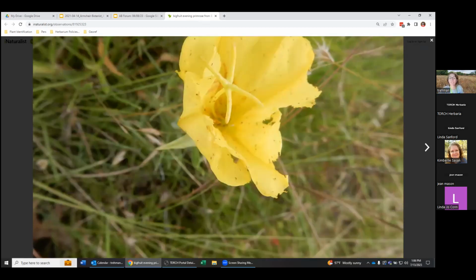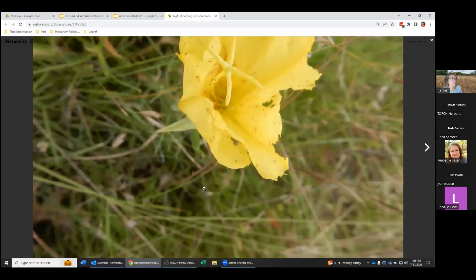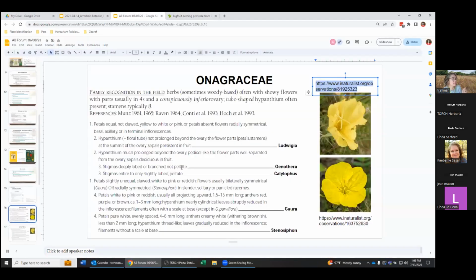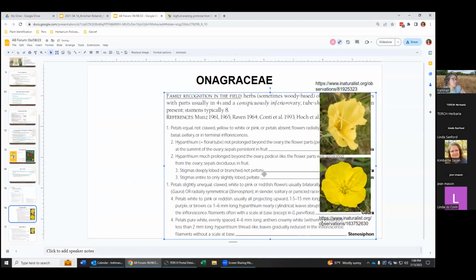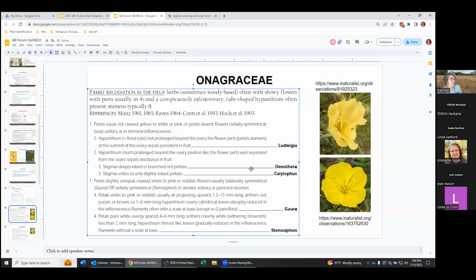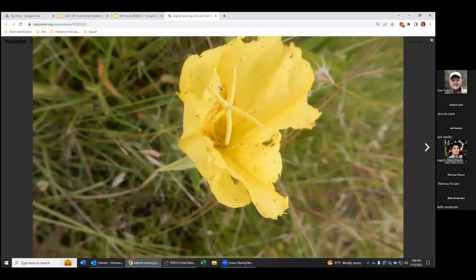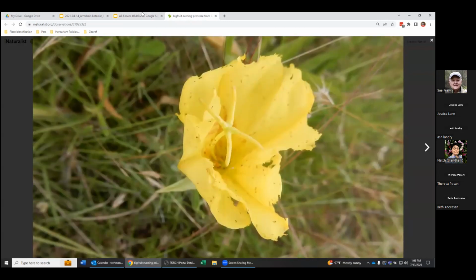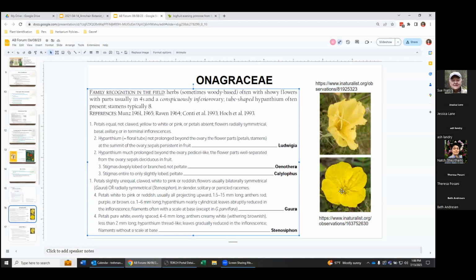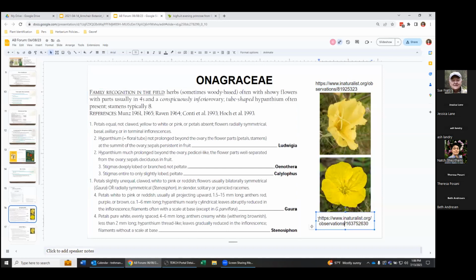Oh, perfect. Sorry. Thank you, Ashley. I just realized that you put in lobed and branched in there. So perfect. Yes. So it's lobed and branched. So what I'm looking at here is that it is not peltate. So we have just identified ours as Oenothera, the genus Oenothera. So I'm actually going to take us to this next one.